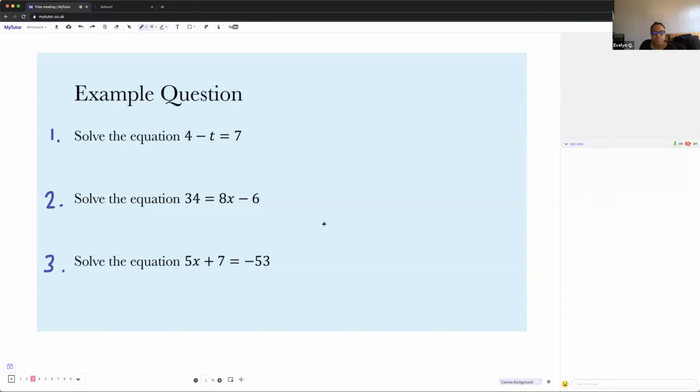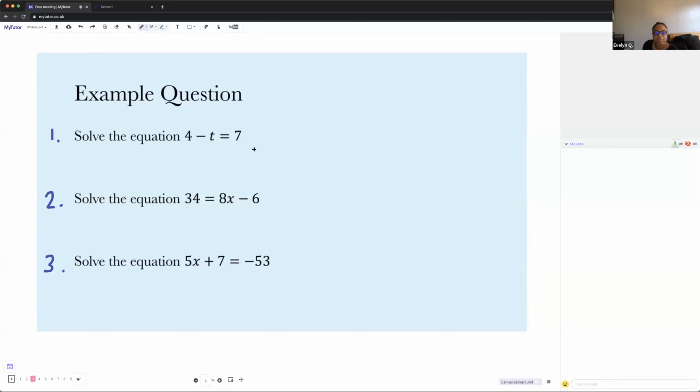Right, let's have a look. Let's go through some of these now. I can see some really good answers in the chat as well. So let's go through the answers for these. Question 1: solve the equation 4 minus t equals 7.